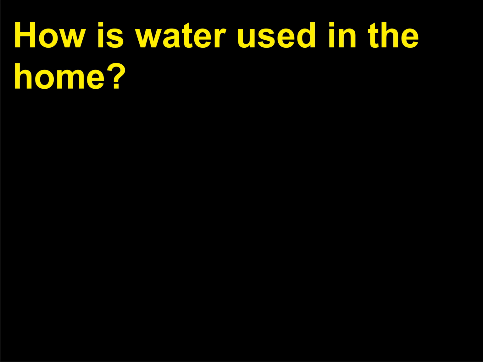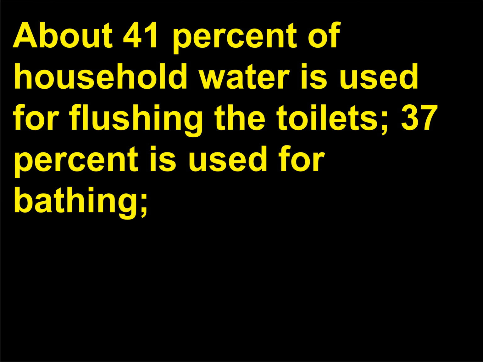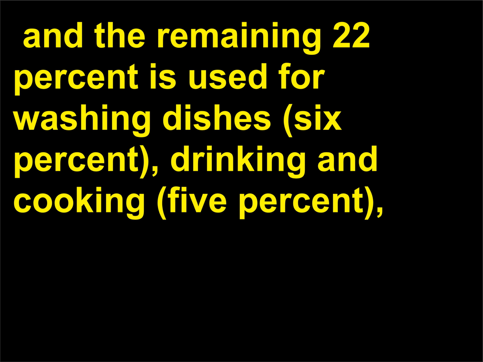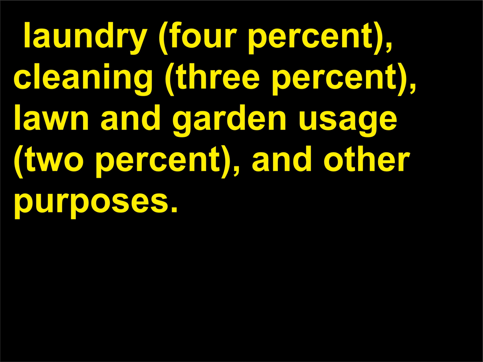How is water used in the home? About 41% of household water is used for flushing the toilets, 37% is used for bathing, and the remaining 22% is used for washing dishes, 6%, drinking and cooking, 5%, laundry, 4%, cleaning, 3%, lawn and garden usage, 2%, and other purposes.